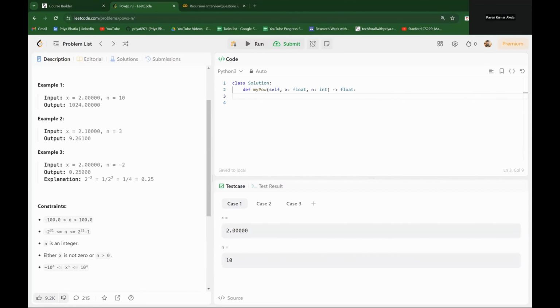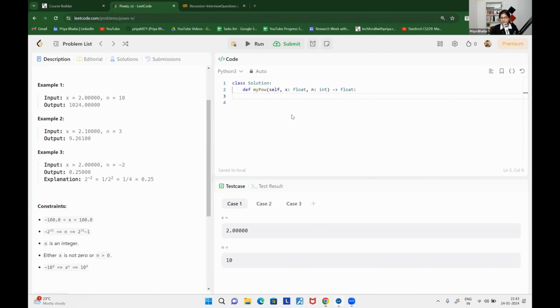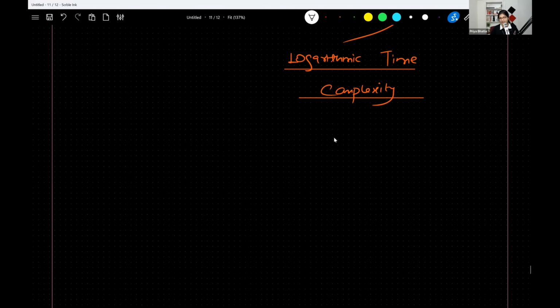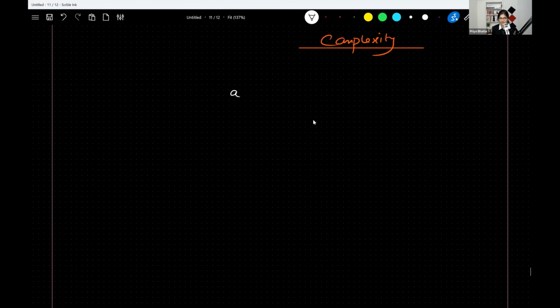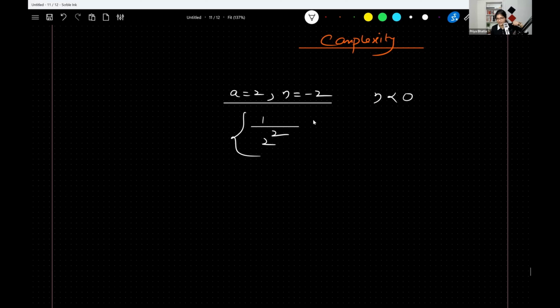Can you please discuss once again the approach to handle the negative cases? Okay, so basically, let's say we have some number A is 2, and n is -2. What you usually write is 1 by 2 to the power 2. So what you can write in code as a condition is that the value of n is less than 0. In that case, what will you do?